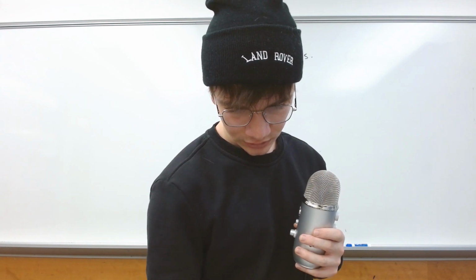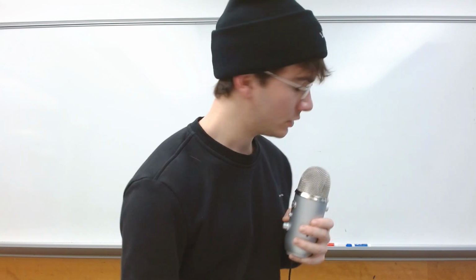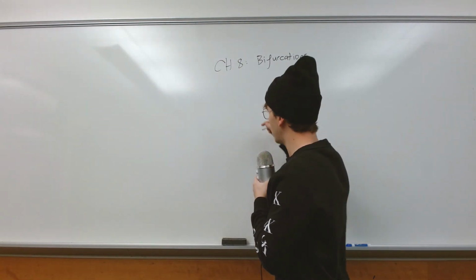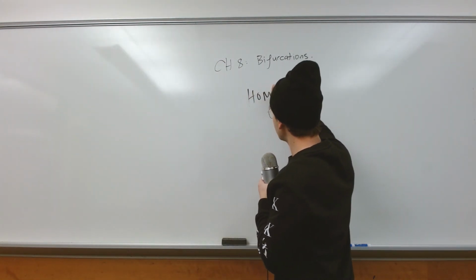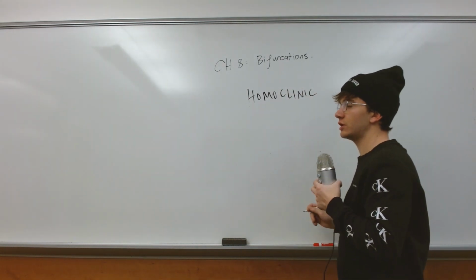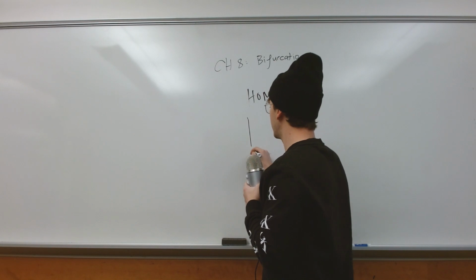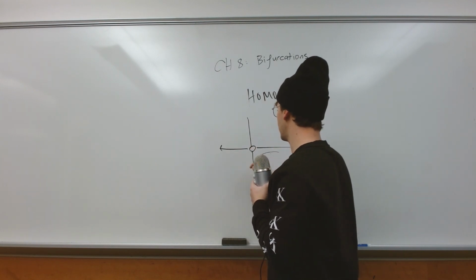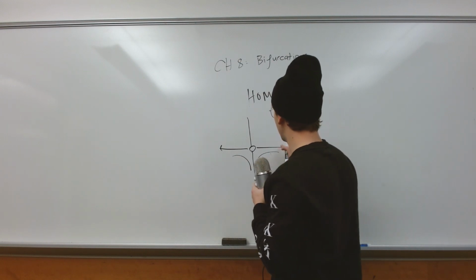Let's see here. Yes. So one last thing that I forgot to mention. There's one last bifurcation that I should mention. It's called a homoclinic bifurcation. And essentially what happens with the homoclinic bifurcation is we have a saddle, okay? And then we have another limit cycle.